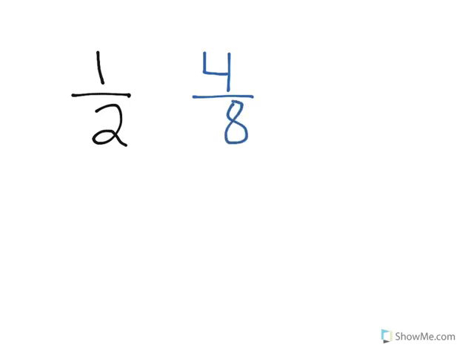What I know about equivalent is you have to be able to do the same thing to the numerator as you do to the denominator. So I'm going to focus on the two denominators, the 2 and the 8. How do I get from 2 to 8? One way is to add 6, but another way is you can also multiply. I know 2 times 4 gives me 8.